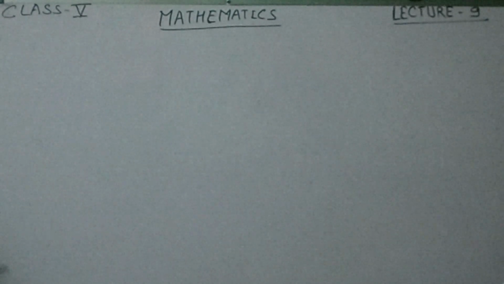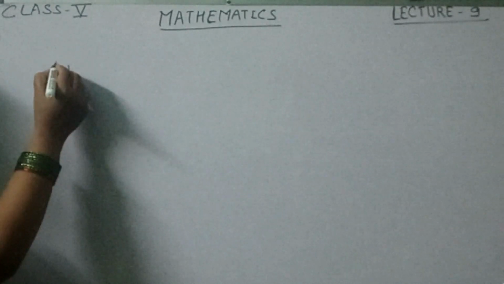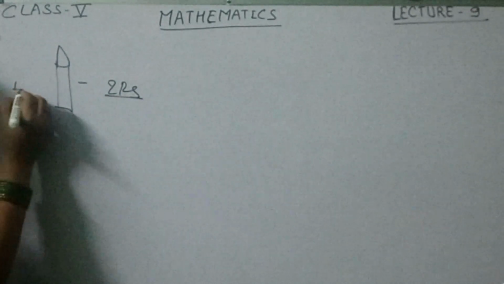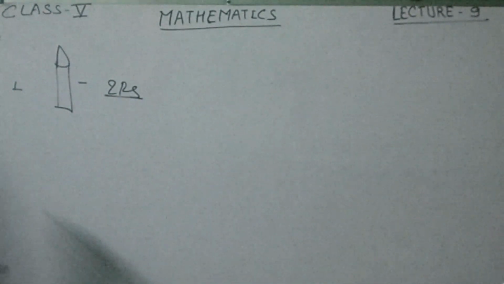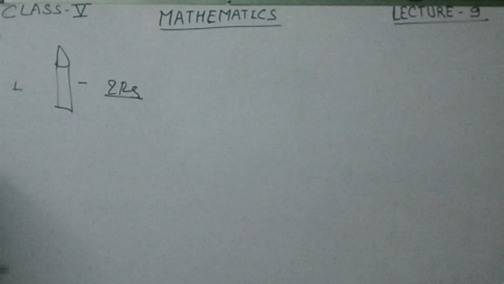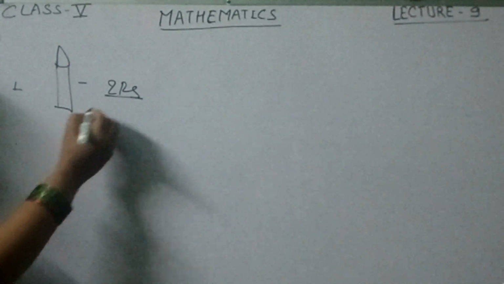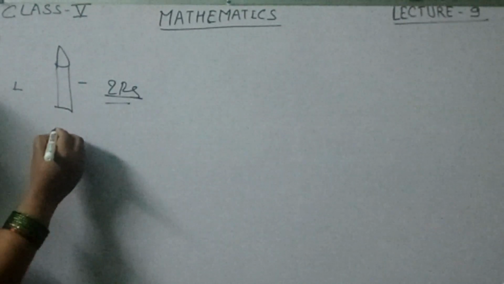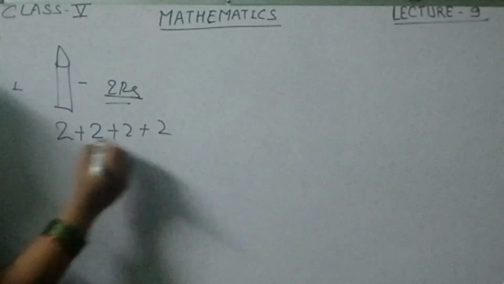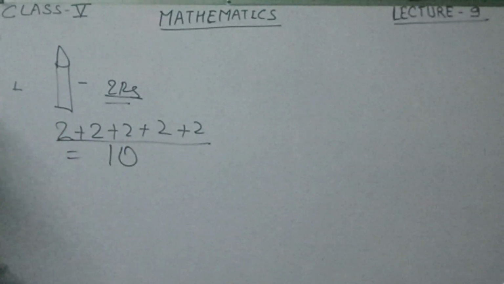Students, one question I will ask you. Suppose one candle costs 2 rupees. Then tell me, what is the cost of 5 candles? So what do we have to do? One candle costs 2 rupees. Then for 5 candles, how many times do we have to add 2 rupees? 2 plus 2 plus 2, how much? It will be 10.